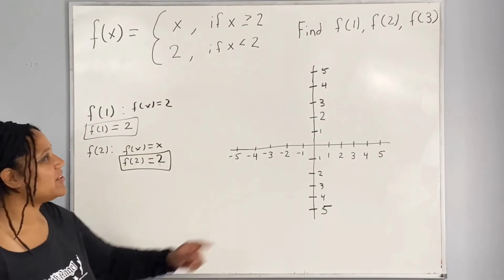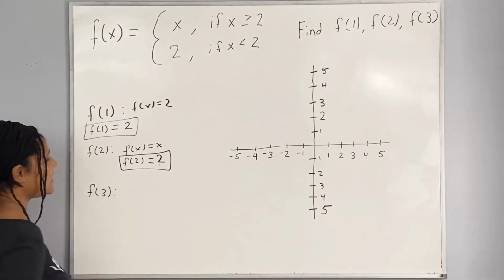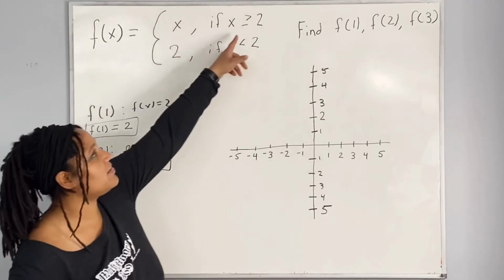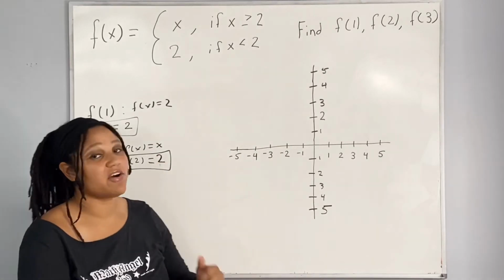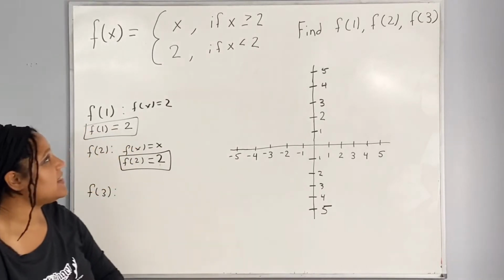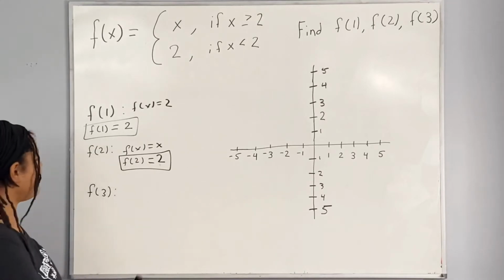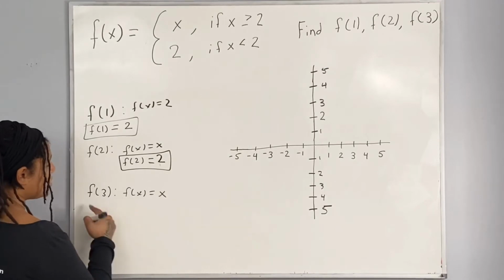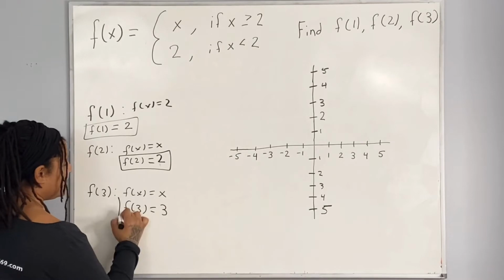Now, how about we look at f of 3? And let us consider which subfunction we're going to use. Well, 3 is greater than 2. We can't use the second one because we're looking at all the x values that are less than 2. However, for the first subfunction, we say that any value greater than or equal to 2, we can use the first subfunction. So we're going to use f of x is equal to x, and we're going to plug in 3, which gives us 3, okay?